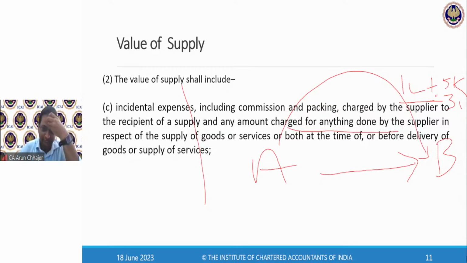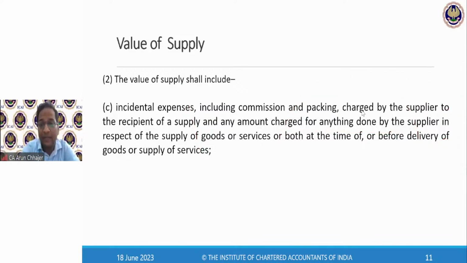Oh, so sorry. Clause C says that incidental expenditure like commission, packing, etc., which is charged by the supplier to the recipient, and any amount charged for anything done by the supplier, will be added in the value. So the answer would be 1,10,000. I think it is very simple. Still, if you have any confusion, please ask.